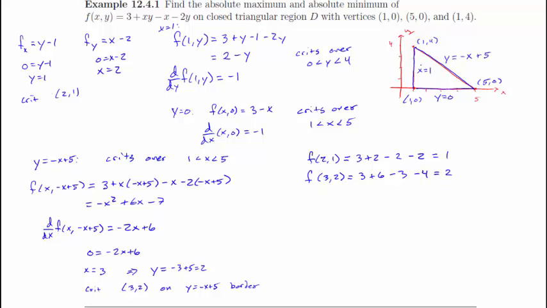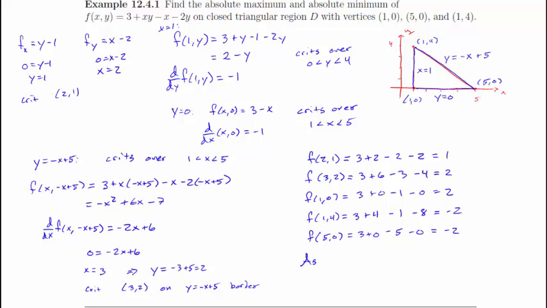And then we want to plug in the corners of the domain that we're looking at. So f of 1, 0 is going to be 3 plus 0 minus 1 minus 0, which equals 2 again. And then I'll plug in f of 1 comma 4. So here I've got 3 plus 4 minus 1 minus 8. And so I get 7, 6, negative 2. So last corner, f of 5 comma 0. This is going to equal 3 plus 0 minus 5 minus 0 equals negative 2 again. So we have an absolute max of 2 at 3, 2 and 1, 0. So both at this point, 3, 2 is right here.